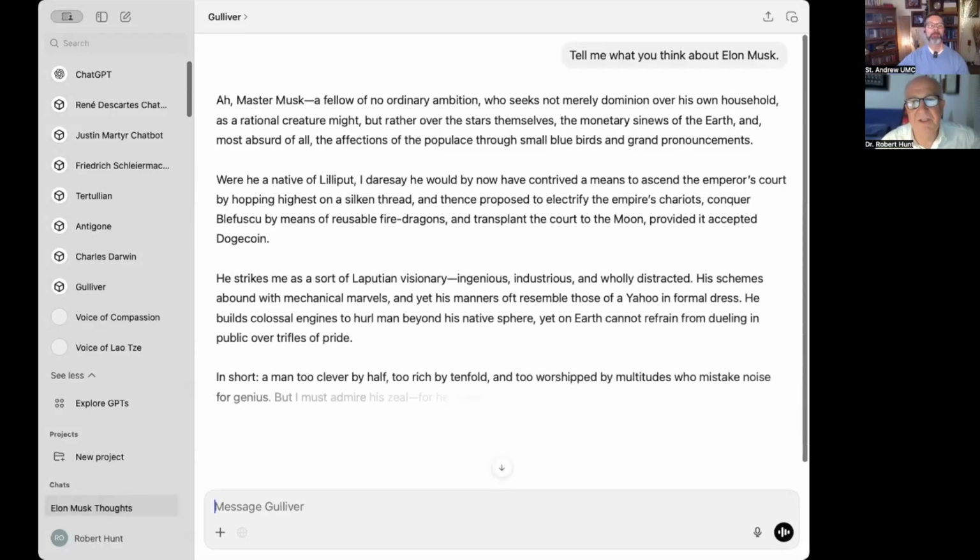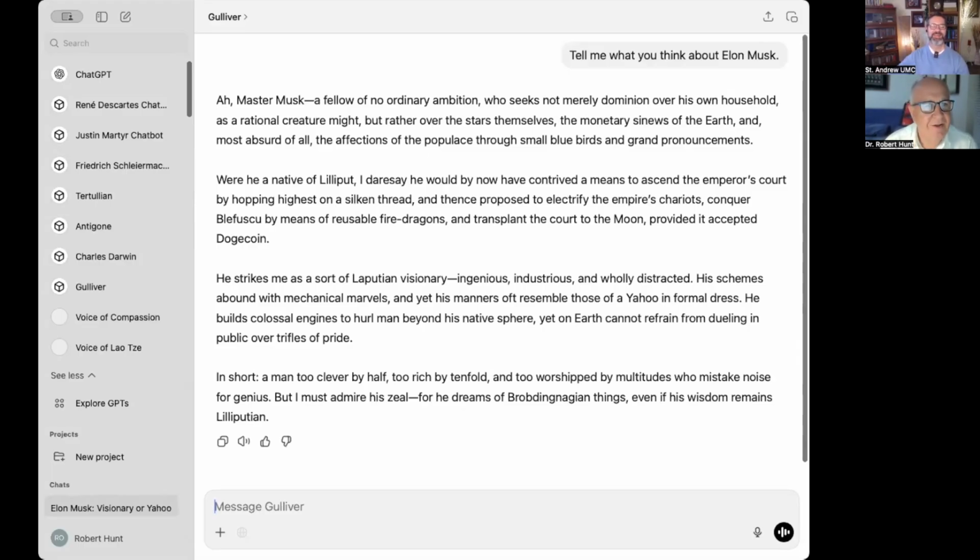By the way, it never gives the same answer twice, so I'll be as surprised as you are. So, Master Musk, a fellow of no ordinary ambition, who seeks not merely dominion over his own household as a rational creature might, but rather over the stars themselves, the monetary sinews of the earth, and most absurd of all, the affections of the populace, through small blue birds and grand pronouncements. You get small blue birds, right?